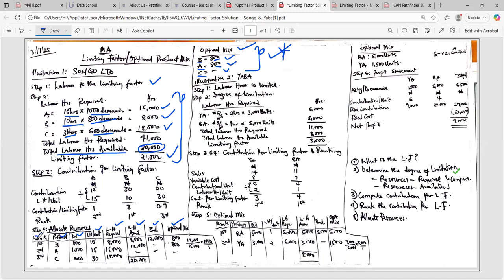So under the rank, we've ranked here already, so just copy and paste. Which one is first? First is B. Second is A. Then the third is C. Bring in their demands. B is 800. A is 1,000. C is 600. It's in the question.